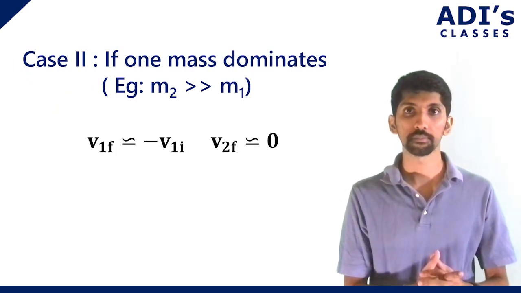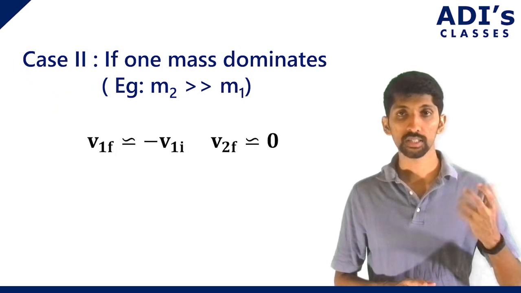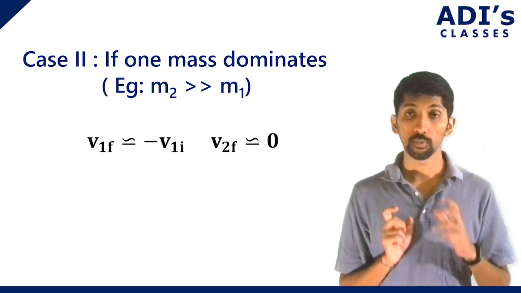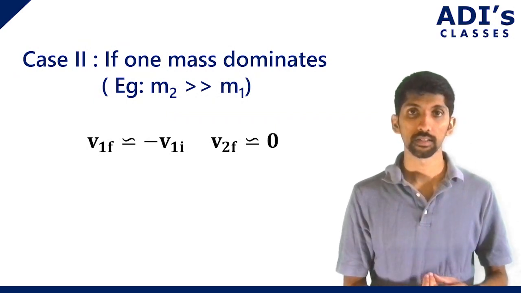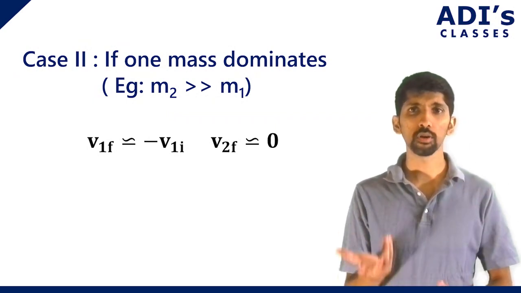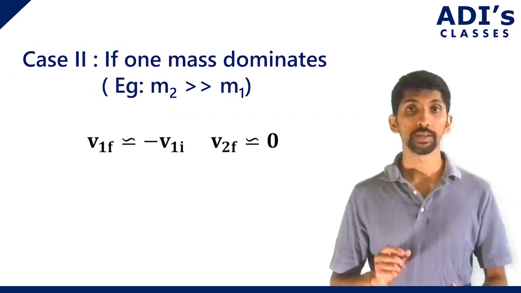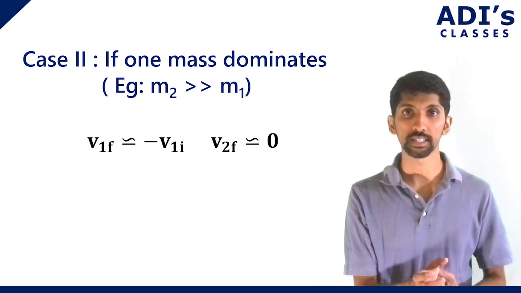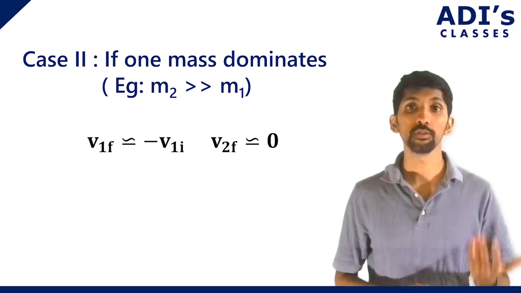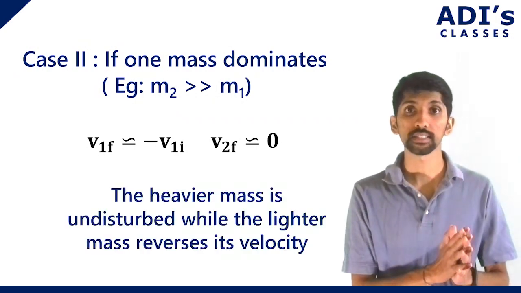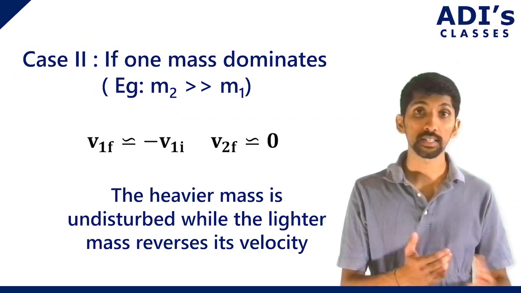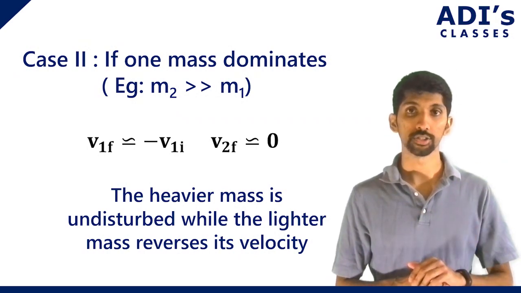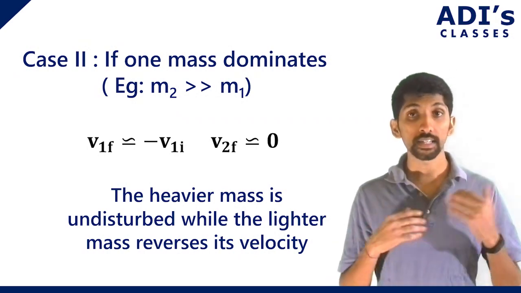So what exactly happens is, suppose you throw a small rock at a wall. The rock will rebound, correct? Or take an example of a small ball itself, which we usually do. When you throw a ball at a wall, the ball will rebound with the same velocity, whereas the wall will not move at all, correct? So the heavier mass is undisturbed while the lighter mass reverses its velocity. So this is what happens in an elastic collision. Go through the video again and understand how the derivation is.